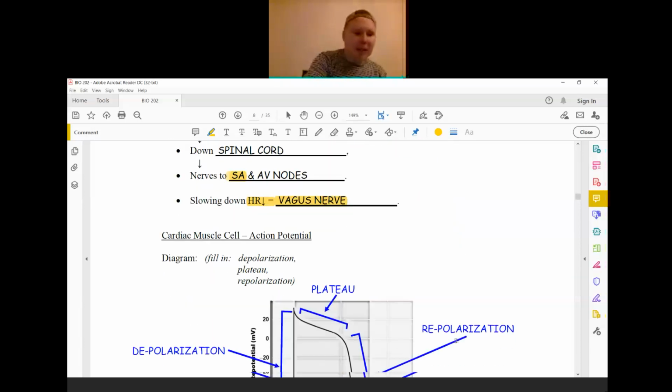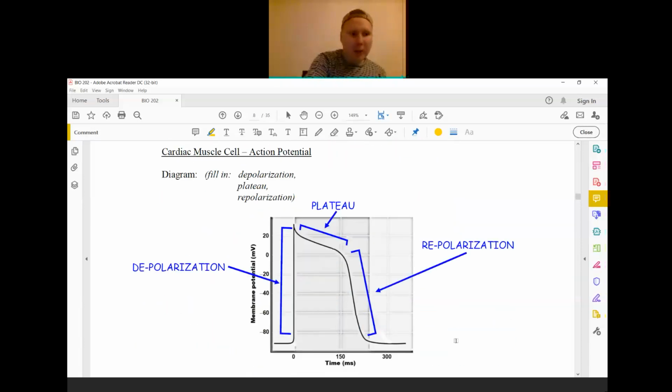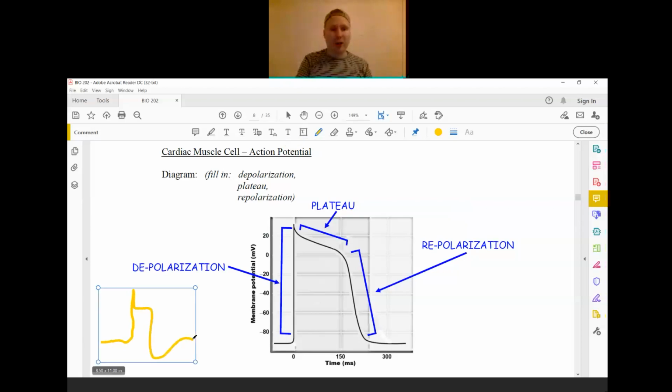Finally, I want to talk about the action potential of the cardiac muscle cell. So let's look through that quickly. You remember this looks very similar to what we saw with the nerve cells action potential. However, this is just much longer. It takes a longer time for the cardiac muscle cells action potential to travel. And this is because we want to give time for the blood to flow from one chamber to another.